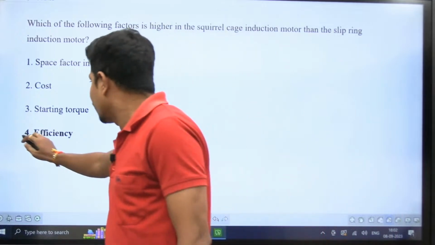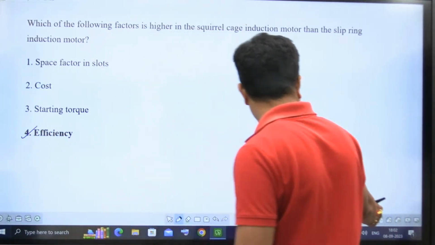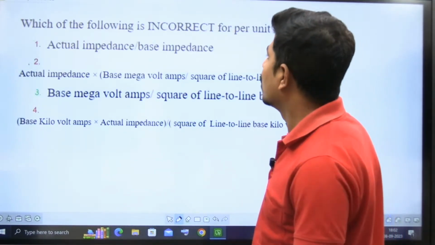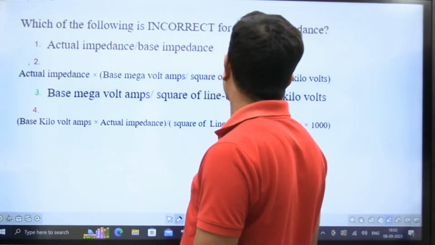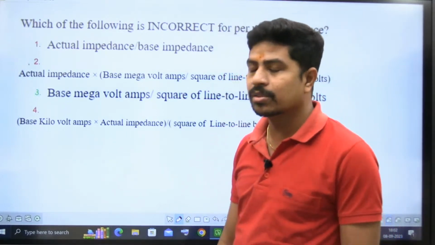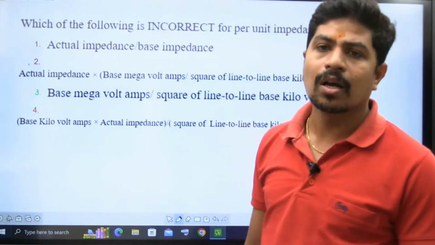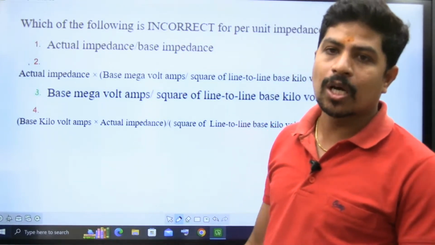The answer is efficiency. Let's go to the next question. Which of the following is incorrect for the per unit impedance? Per unit impedance is equal to what? Absolute value by base value.